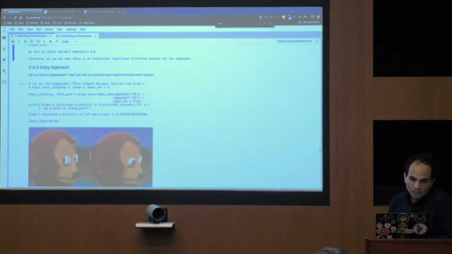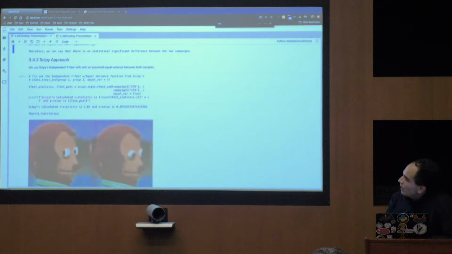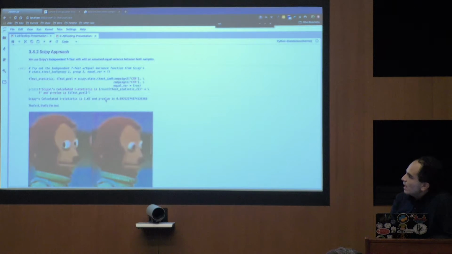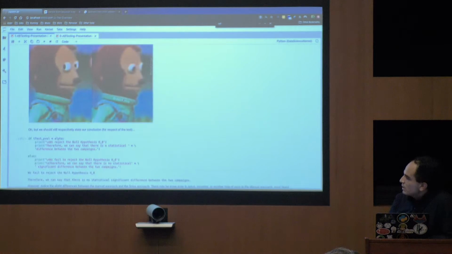And then more simply, in comparison to everything I've done in my manual approach, SciPy, a library in Python, has a function to quickly calculate your t-test for you. Specifically, we use SciPy stats t-test of independent, comparing two independent groups with assumed equal variance, which was what we assumed previously. Then we can straight off the bat get a calculation of our t-statistic and our p-value, and here the p-value is 0.09.